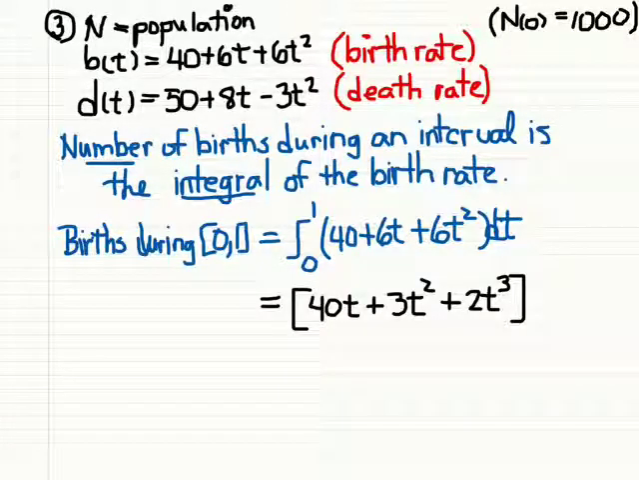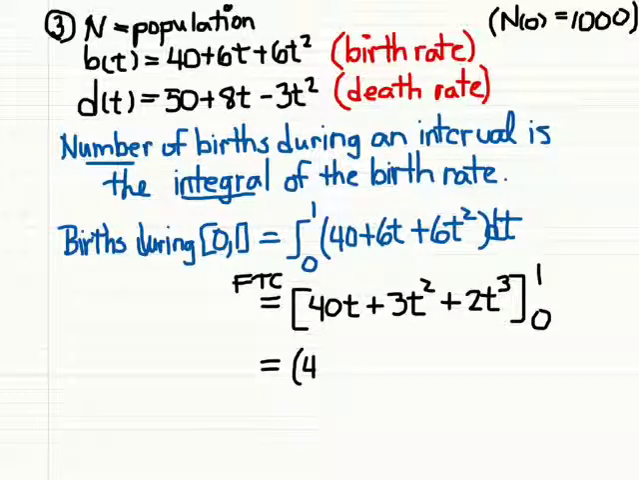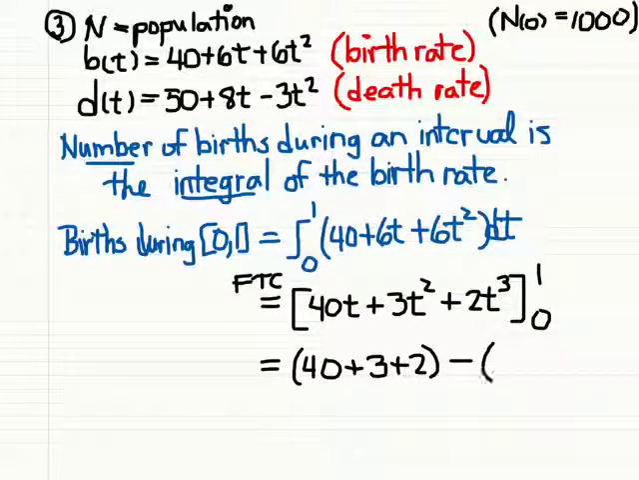Now, in order to calculate this definite integral, we want to use the fundamental theorem of calculus because we know an antiderivative. We'll evaluate it at 1 and evaluate it at 0 and subtract, and we'll get the number of births. When I evaluate it at 1, I get 40 plus 3 plus 2. When I evaluate it at 0, all those t terms go away. And so we're left with 45 births.